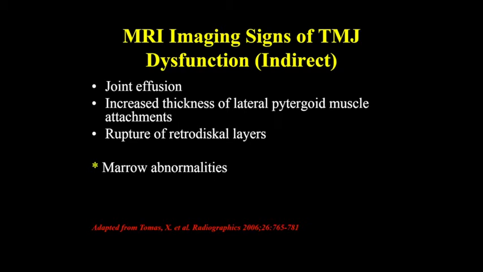MRI signs of TMJ dysfunction, which are more indirect, include joint effusion, increased thickness of lateral pterygoid muscle attachments, and rupture of retrodiscal layers. I also include marrow abnormalities.